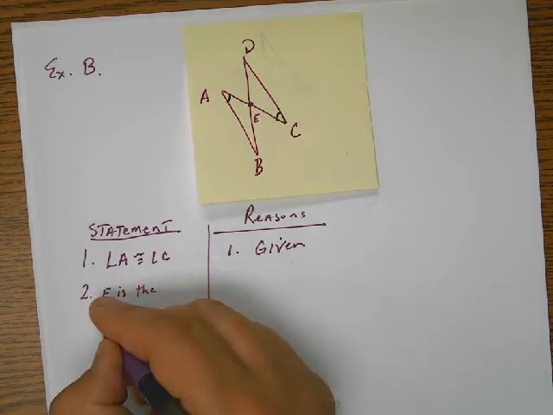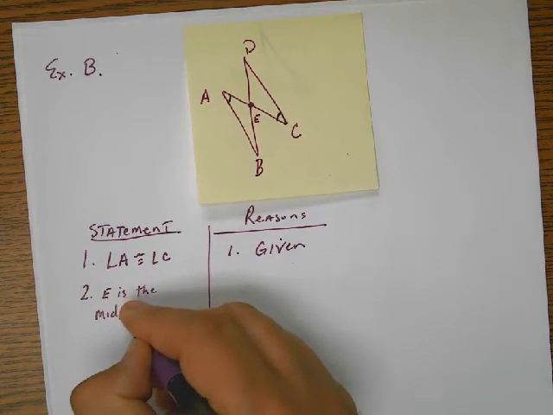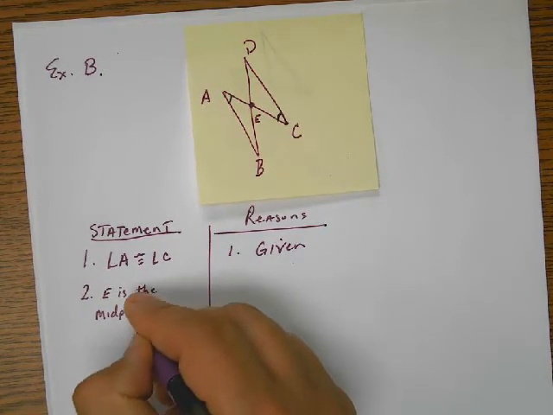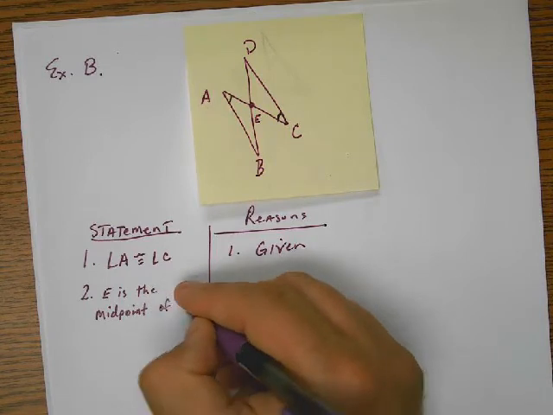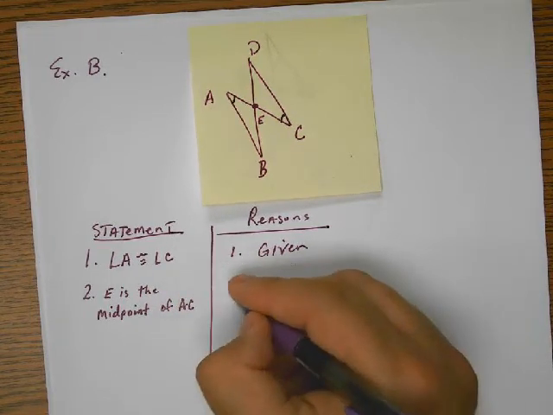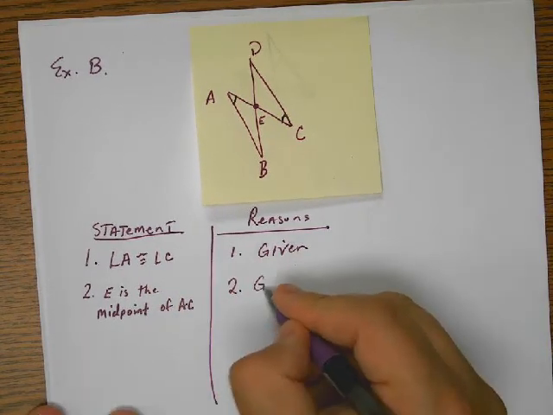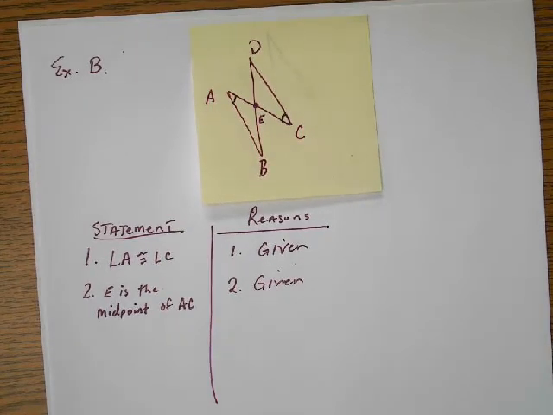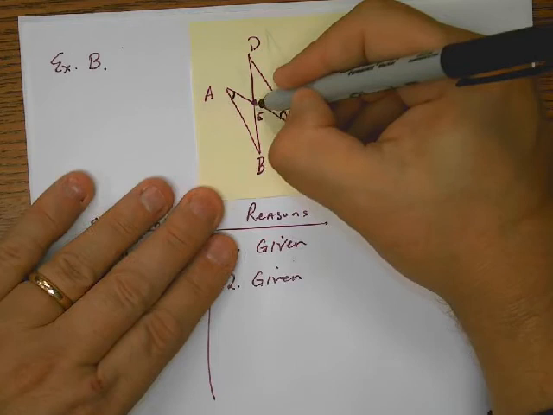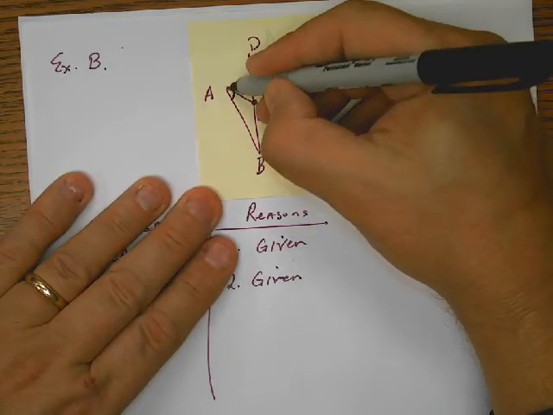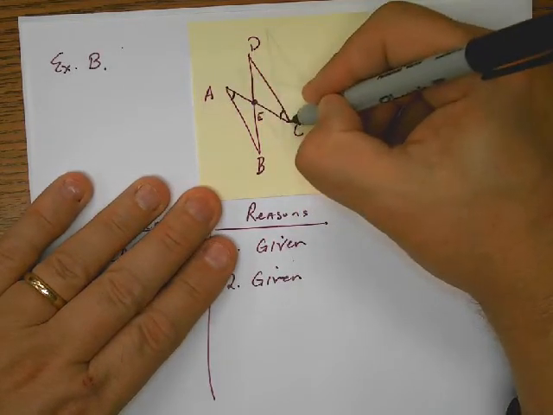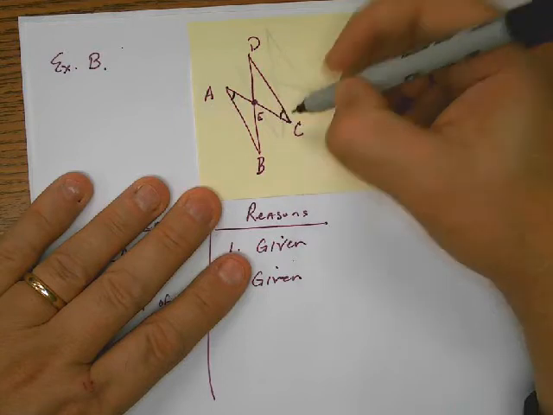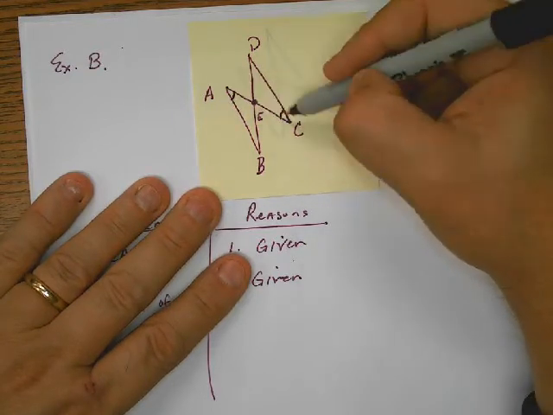E is the midpoint. Raven, what does midpoint mean? Ooh, okay, so that's given. Let's look at the picture, Raven. I'm going to point at the picture, and it says that E is the midpoint of AC. Raven, are you looking at it? E is the midpoint of AC.